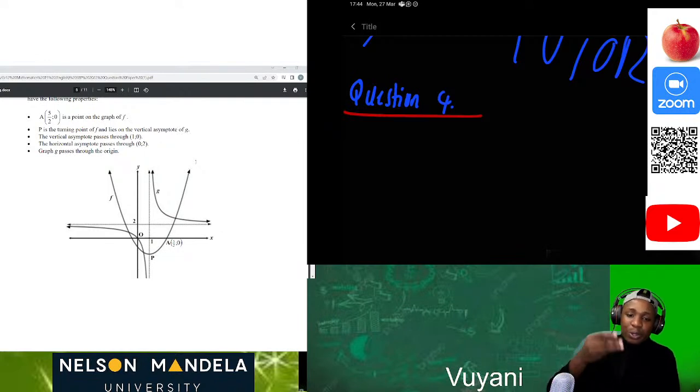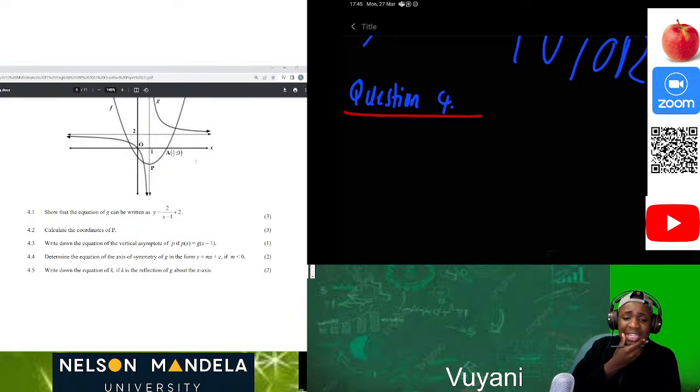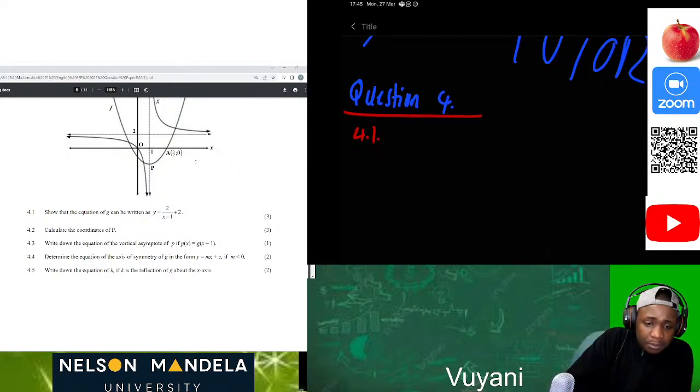So it's so important to know and analyze your graph before you answer any question. We already know that our horizontal asymptote is y equals 2, and our vertical asymptote is x equals 1. Now, without wasting much time, let's look at what the questions want. Show that the equation of g can be written as y equals 2 over (x minus 1) plus 2. That's straightforward. So 4.1.